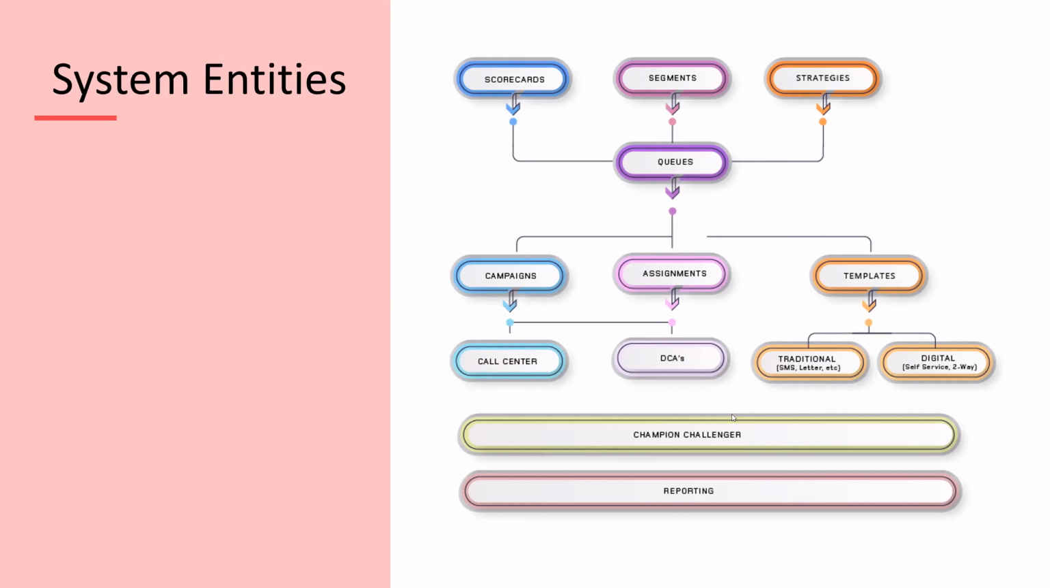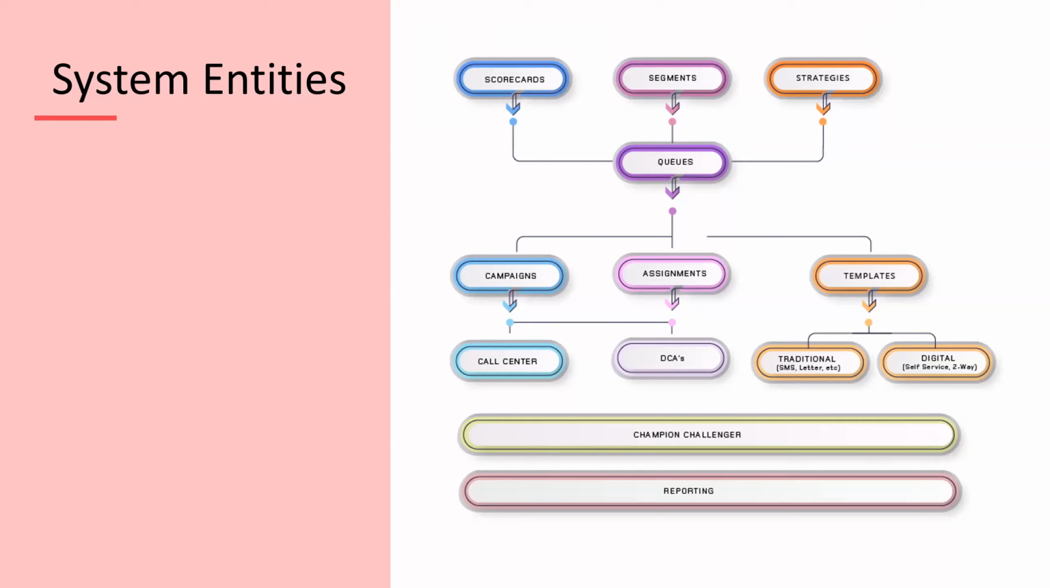Or these queues can also be fed to templates, and you might want to select either traditional communication channels like SMS, letter, email, etc., or employ more digital ones like self-service portals or two-way communication with your customers through Viber, WhatsApp, or other such types of applications.